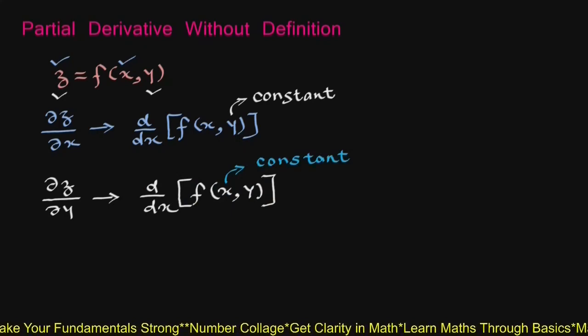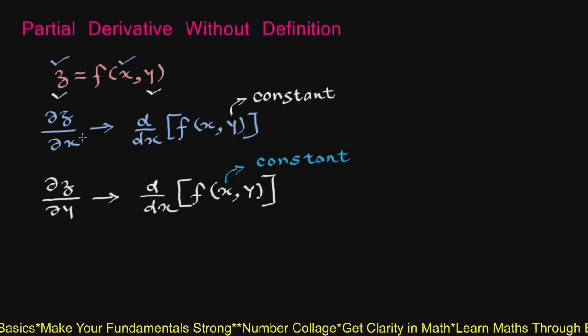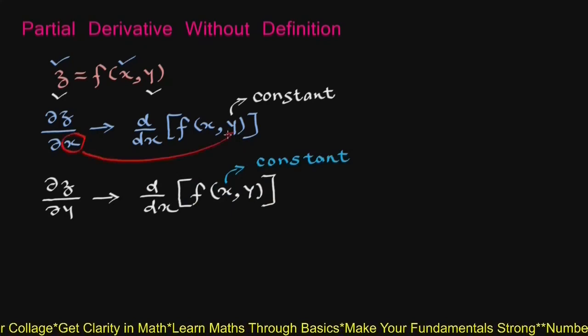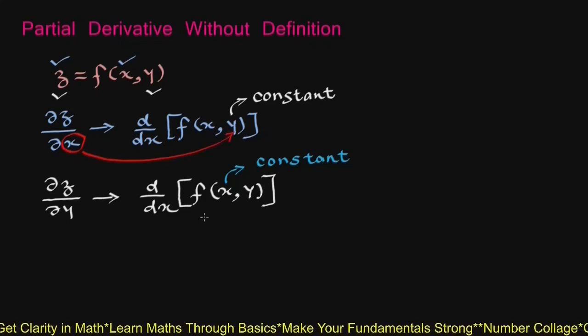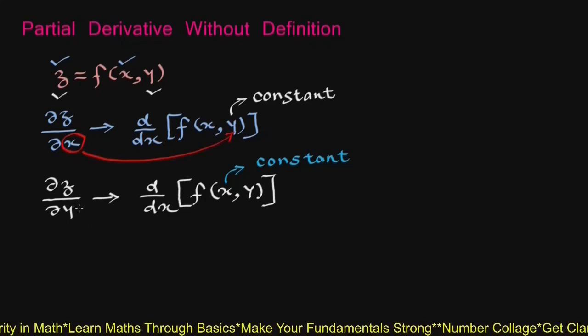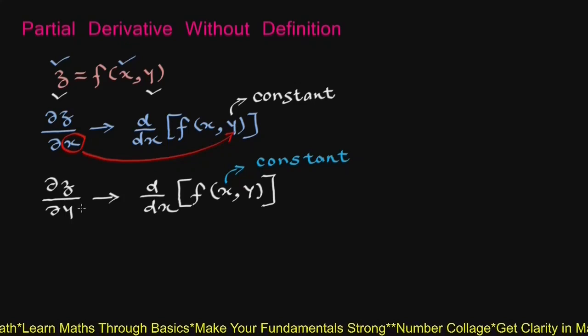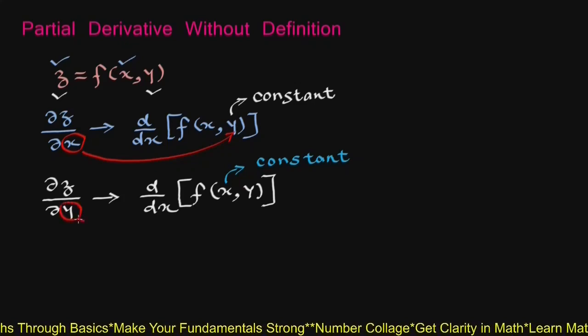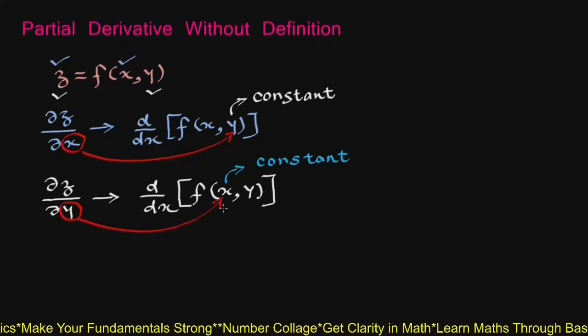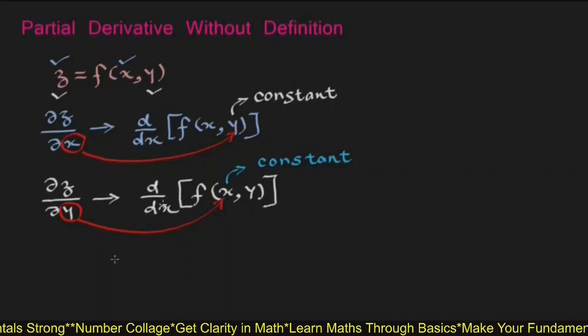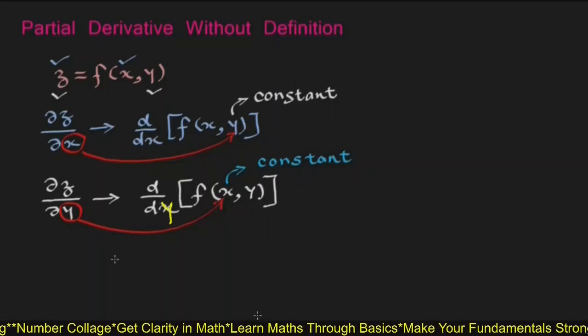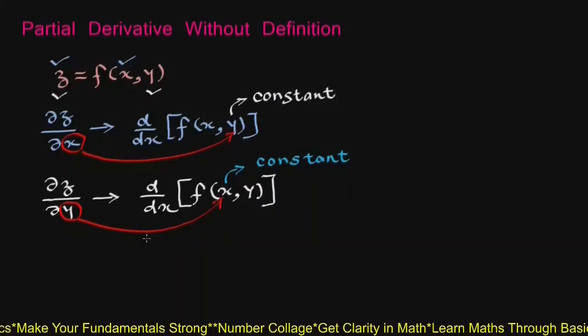So remember, when you are finding the partial derivative of z with respect to x, we have to treat y as constant, and when we are finding the partial derivative of z with respect to y, we have to treat x as constant. Pardon me, this should be d/dy instead of d/dx.